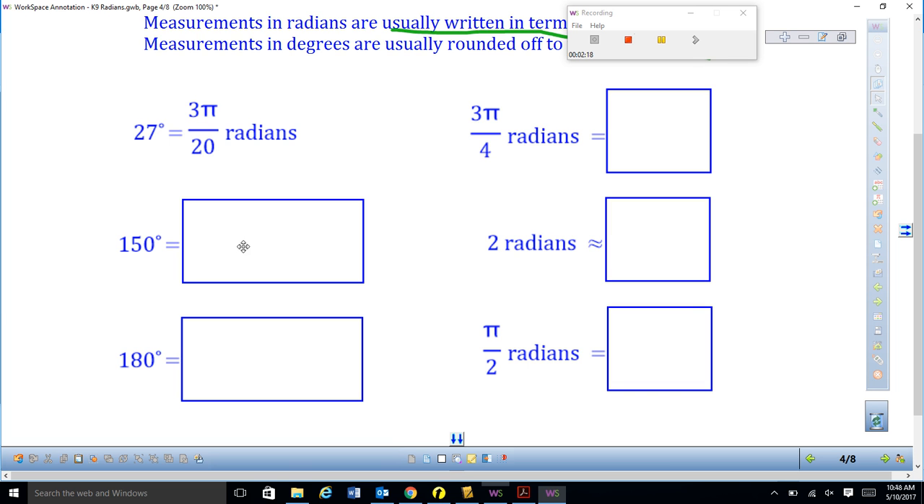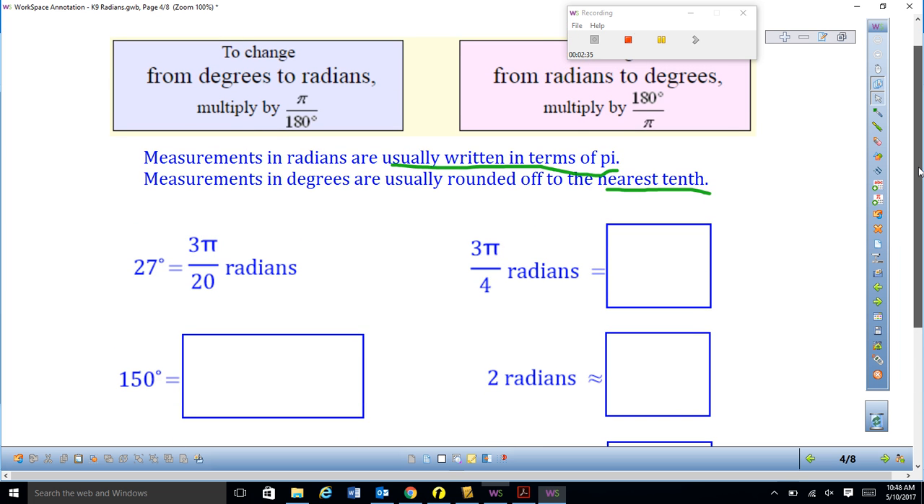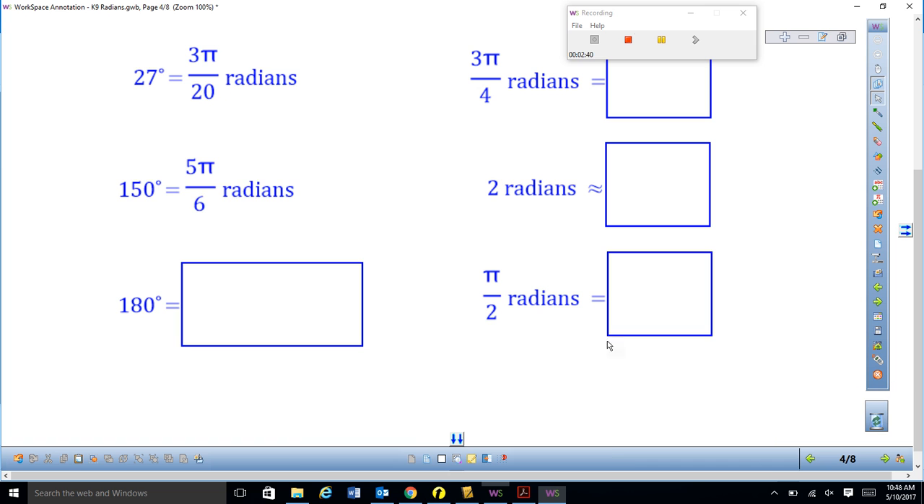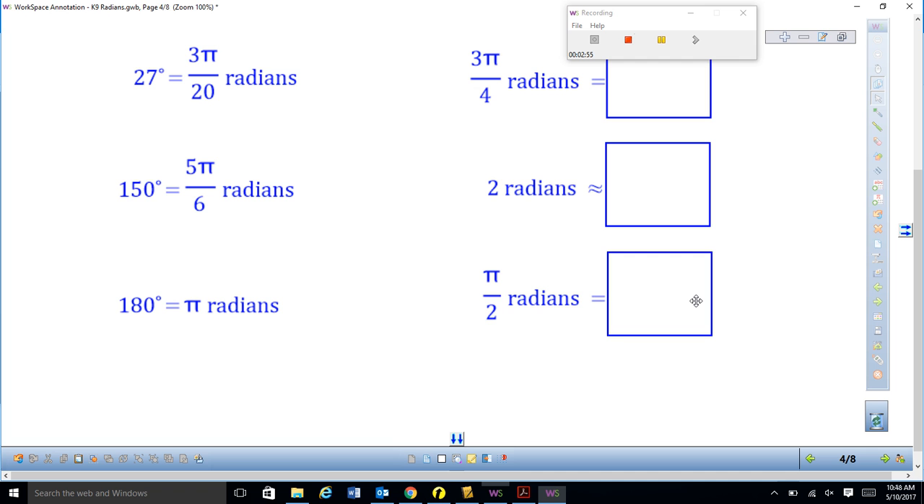We'll continue on with the degrees and then we'll move on to the radians. So 150 degrees, again, we multiply by pi over 180, and we get 5 pi over 6 radians. Now 180 degrees, if we take that times pi over 180, well, the 180s are going to cancel out, and we are left with pi radians.